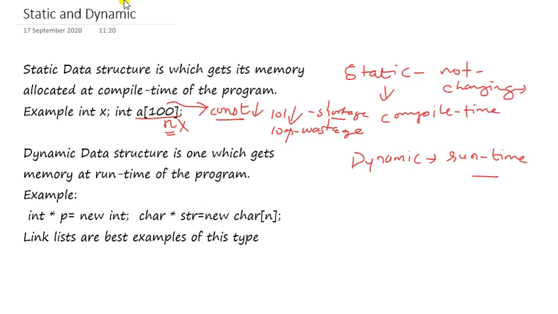Contrary to this, in a dynamic data structure, memory is allocated at runtime. To overcome the main limitation of static, to allocate the exact amount that is required, at runtime we will know what the requirement is. That's why, as per the requirement, you will allocate memory.